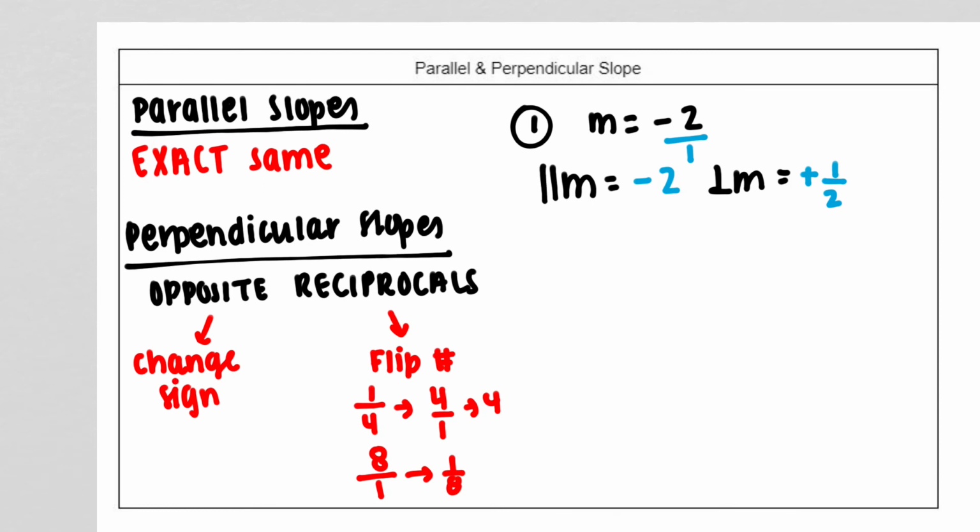Example 2, again, is for you to do on your own. I'm giving you the slope of 5 over 7, and I want you to tell me what the parallel slope and the perpendicular slope is. Remember, you have to do this question if you want credit for this session.